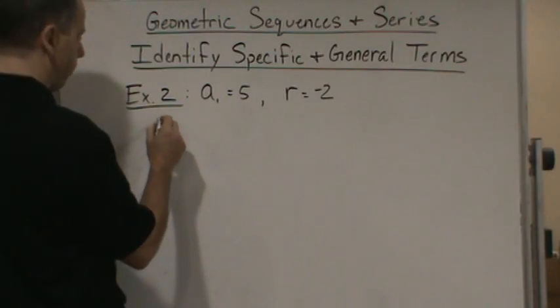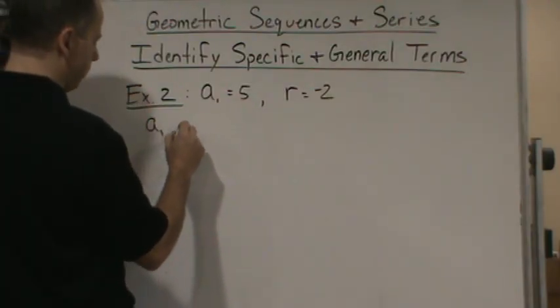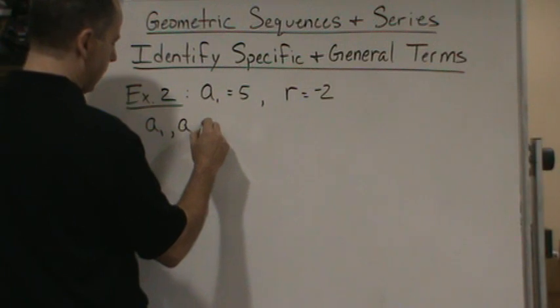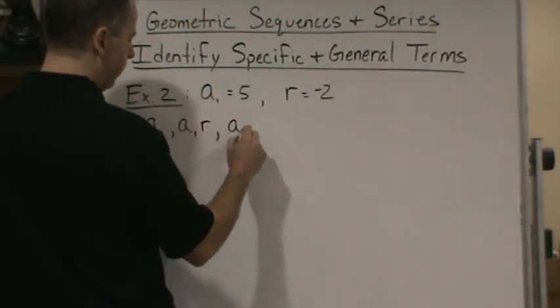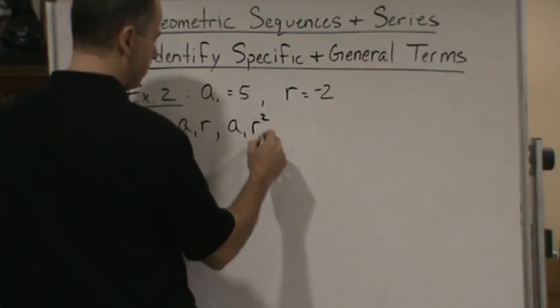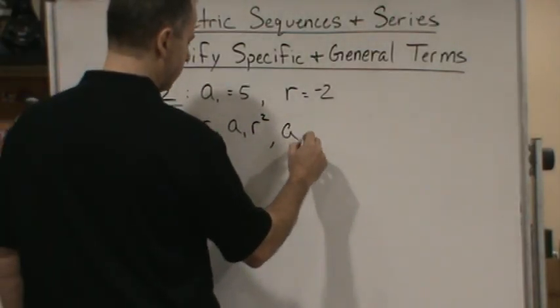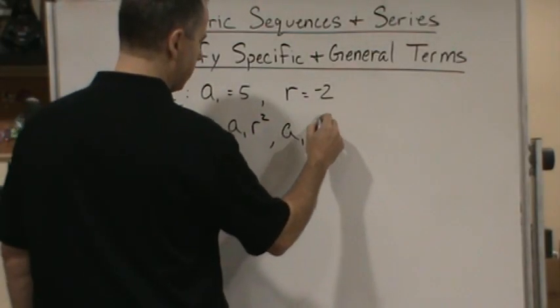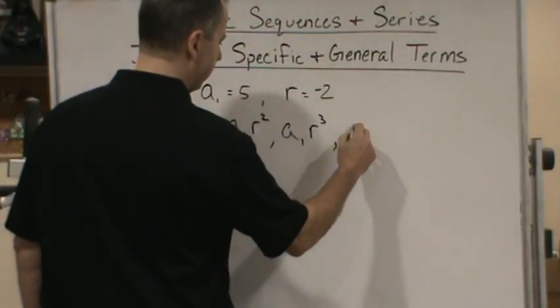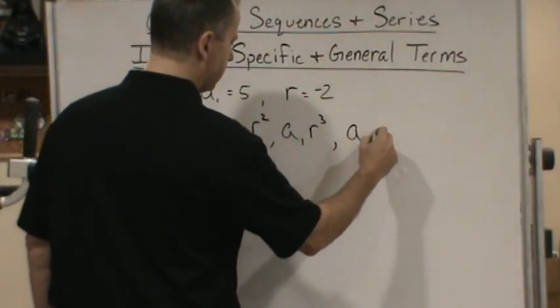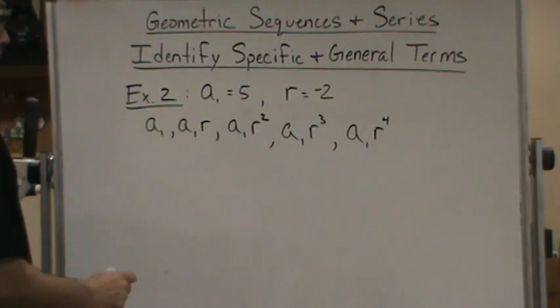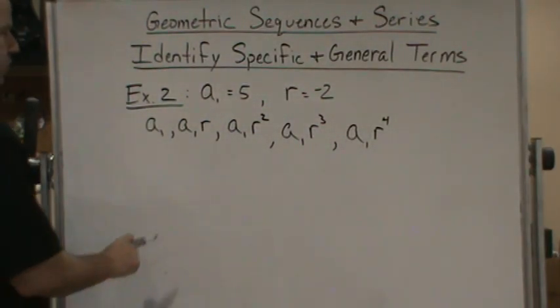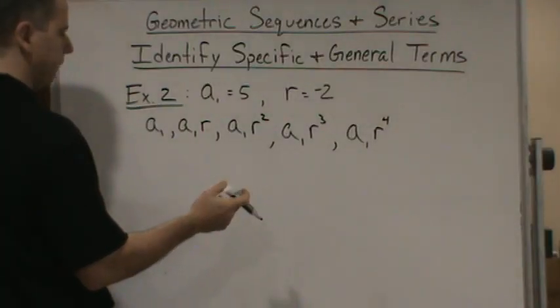Okay, so if we just take the definition of a geometric sequence, then we know that it has to have the form of A1, right? So the first term followed by the first term times the common ratio, and then the first term times the common ratio squared, and then the first term times the common ratio cubed, and then the first term times the common ratio to the fourth, and so on, right? So if we want the first 5 terms, that's what we're going to do, okay?